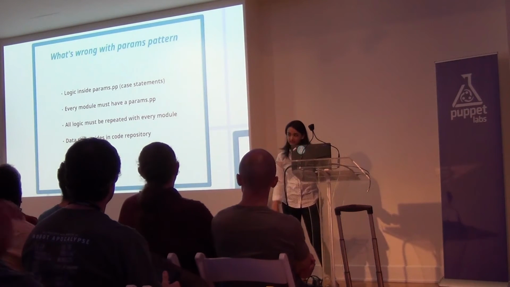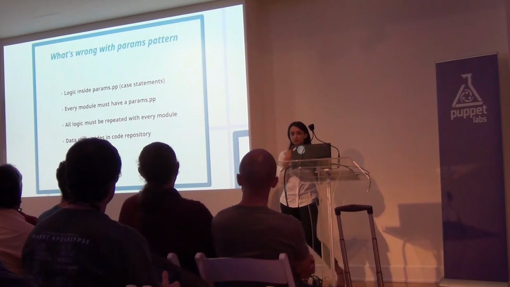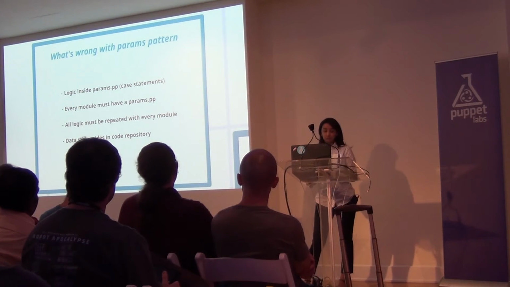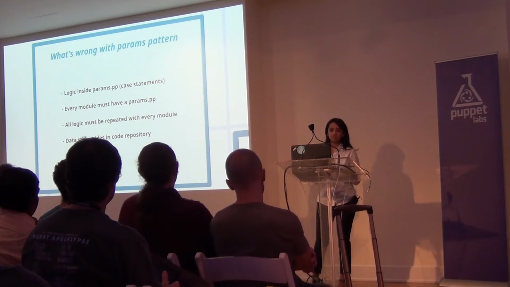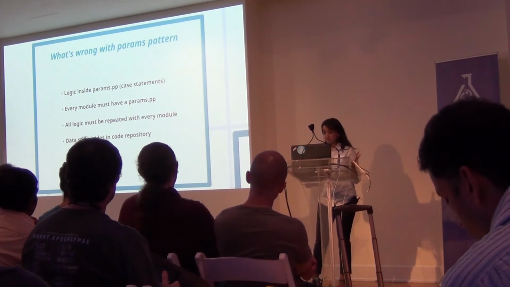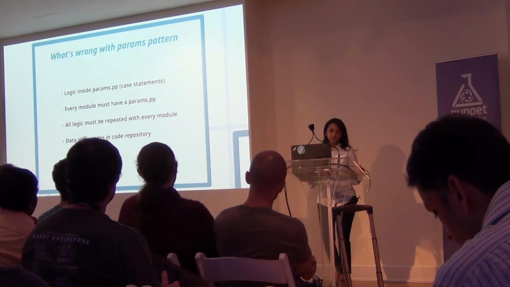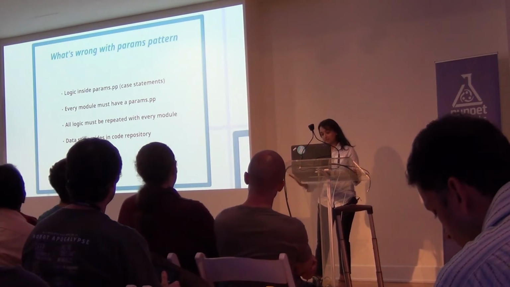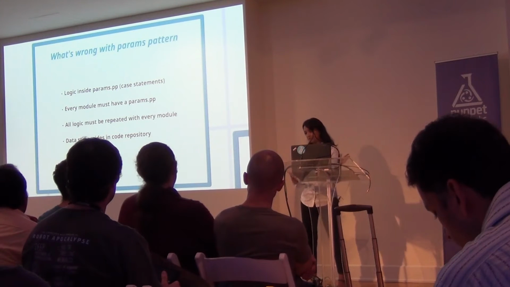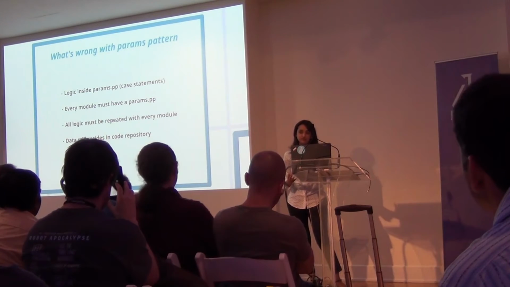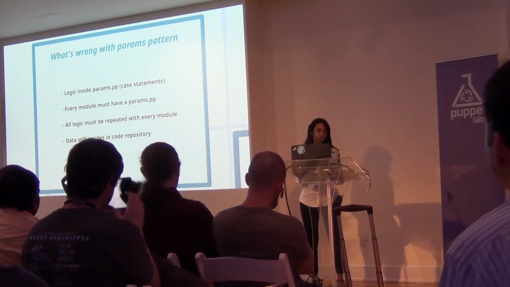There's another thing that's wrong with the params pattern, which I think will soon be obsolete. All the logic of assigning variable names is being put in the params.pp class. So you have case statements, and depending on your operating system, you have multiple variables assigned in multiple places. And every module that you create, you have to have a params.pp file. And all this logic must be repeated in every single module that you write. Sure enough, we've separated the data and put it in a separate params class. But technically, it does still reside in the module itself, and in turn, it resides in your repository.